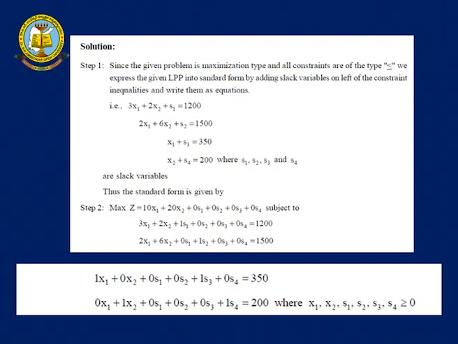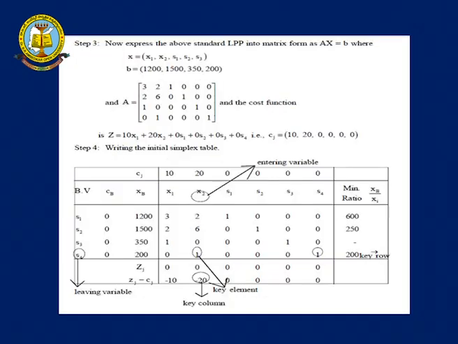Similarly, in the last constraint x2 plus s4 equal to 200 is there. Here the original variable x1 and the 3 slack variables s1, s2, s3 are missing. Write it in proper order: 0 into x1 plus x2 plus 0 into s1 plus 0 into s2 plus 0 into s3 plus s4 equal to 200. This is the form, and from this we have to write the matrix form.